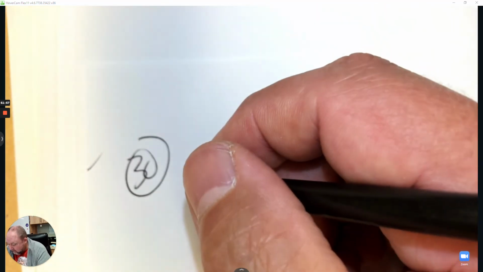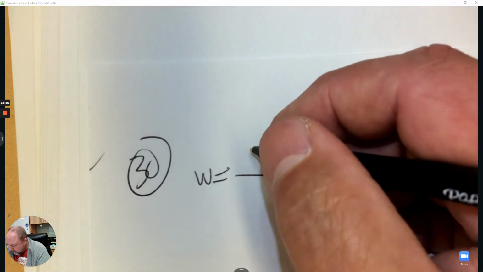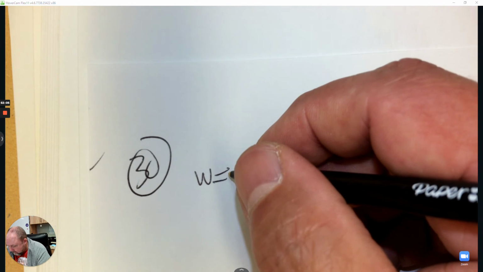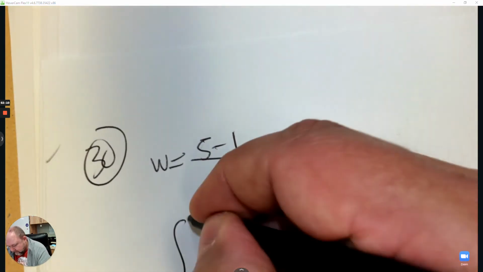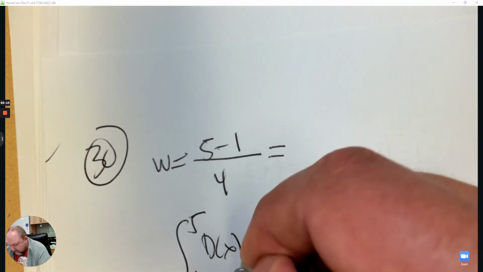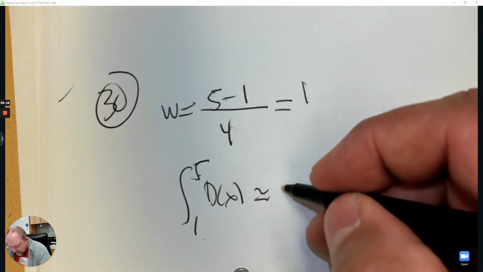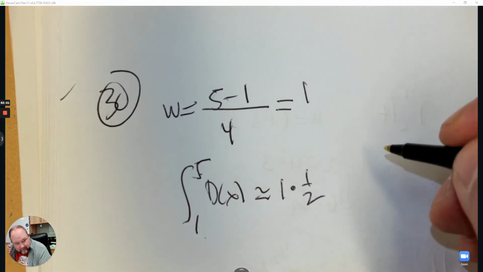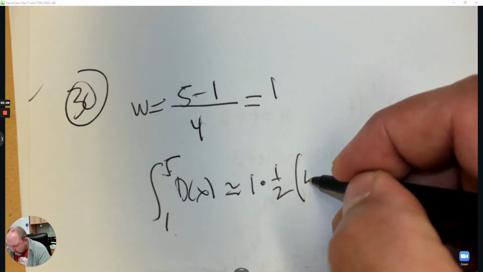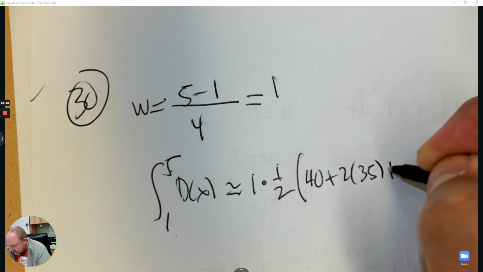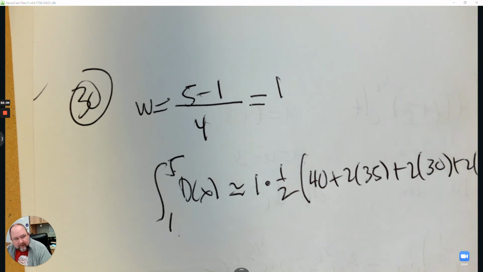Use 4 equal width trapezoids to do it. So on the same interval. So it's 5 take away 1 divided by 4. So the upper bound, this is what I'm approximating. So the upper bound subtract the lower bound by how many you have. So each width is 1. The formula for a trapezoid is 1/2 times that, and then the heights. So we have 40, double 35, double 30, double 25, and then 20.